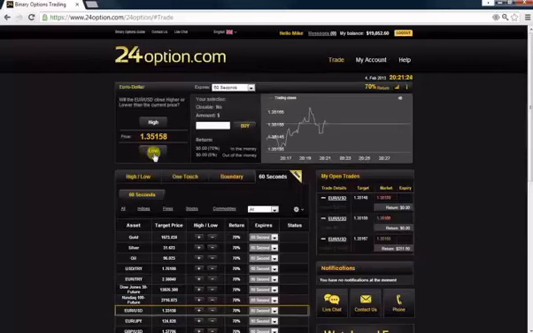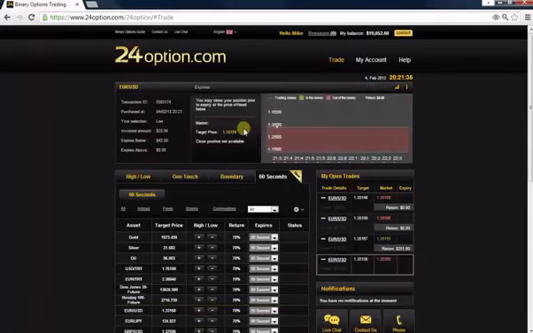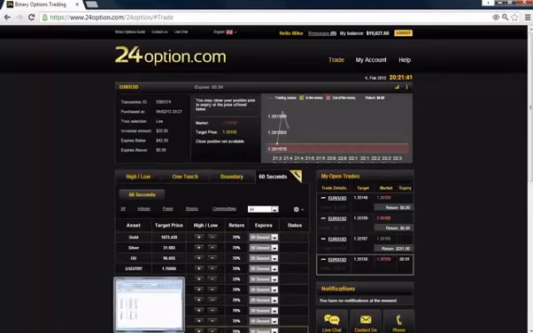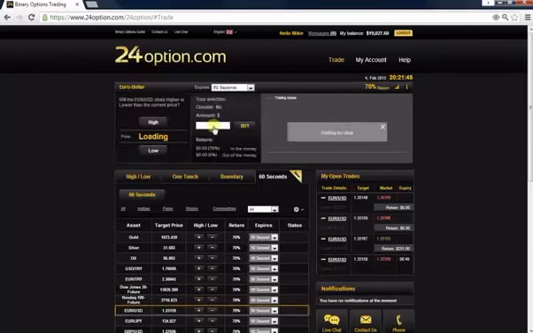Okay, so now we're going to go again, Euro US dollar. We're going to go with a put, pardon me, and we're going to again start at $25, and purchase this. And again, we're going to get the next trade ready. Don't forget that you actually have to click this in order to prepare the next trade.